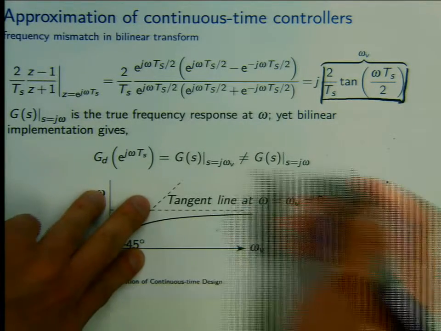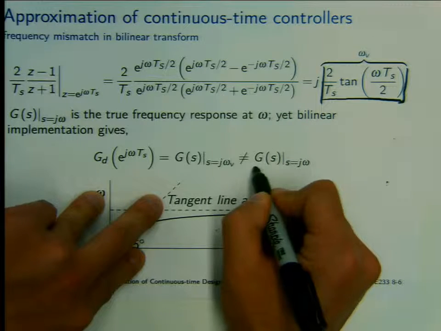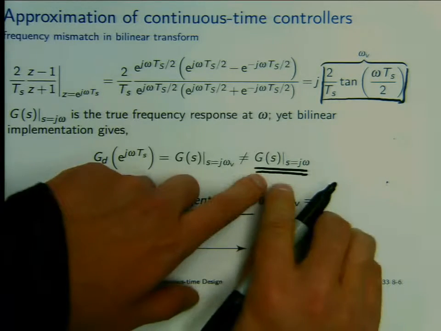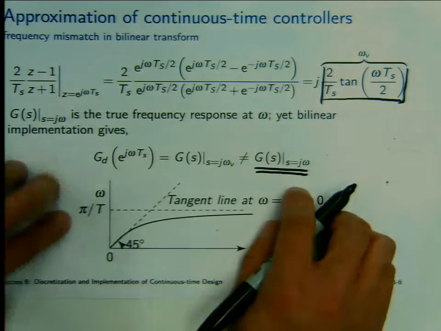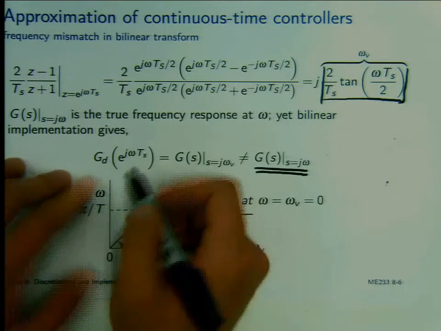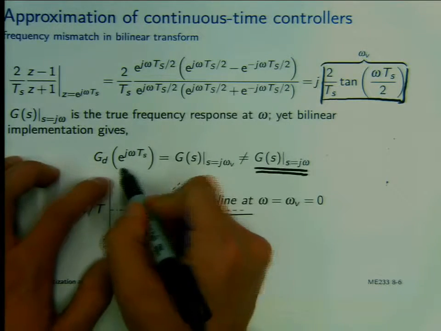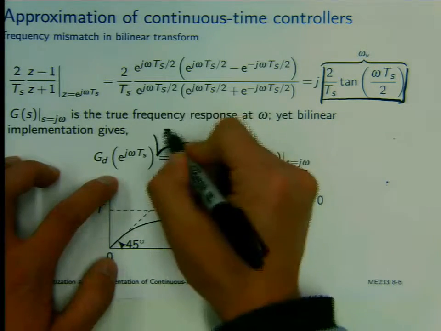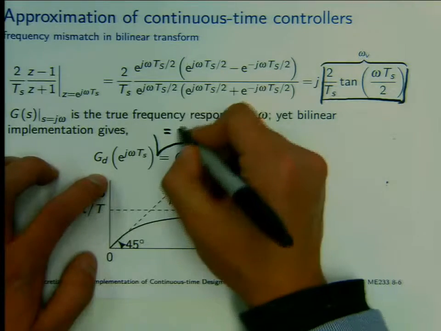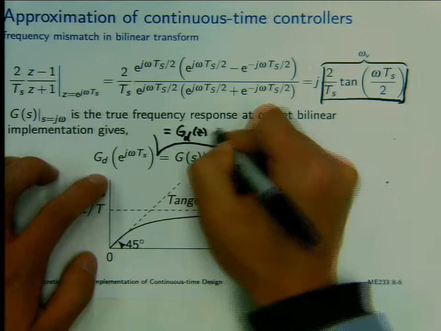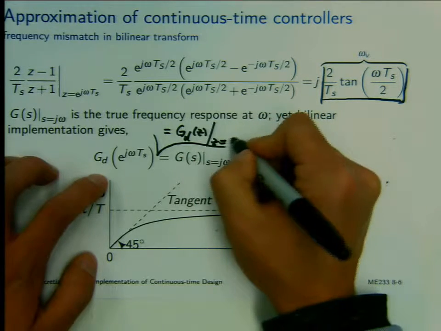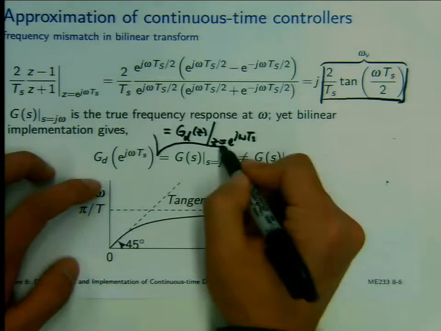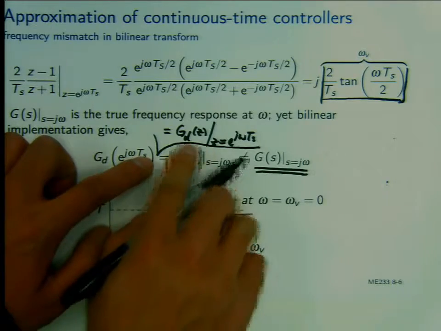Consider this logic here, okay? So what is the actual frequency response for the system? It is G(s) with s equal to jω. Now, if I do the discretization, what is the discrete time frequency response? It's going to be equal to, for after discretization, I'm going to evaluate G_d(z), z equal to e^{jωTs}. Okay. After discretization, I'm doing this.